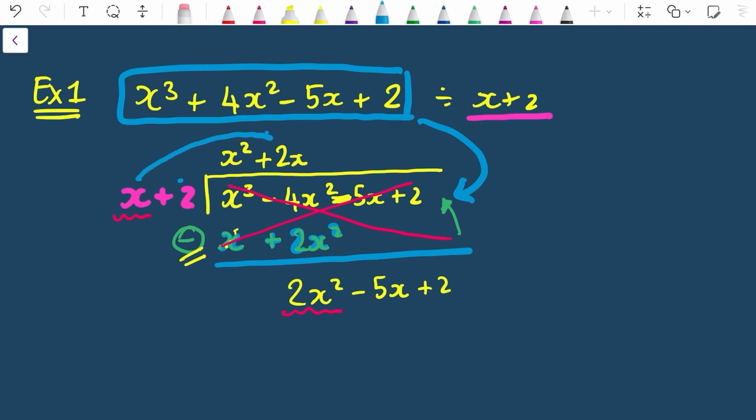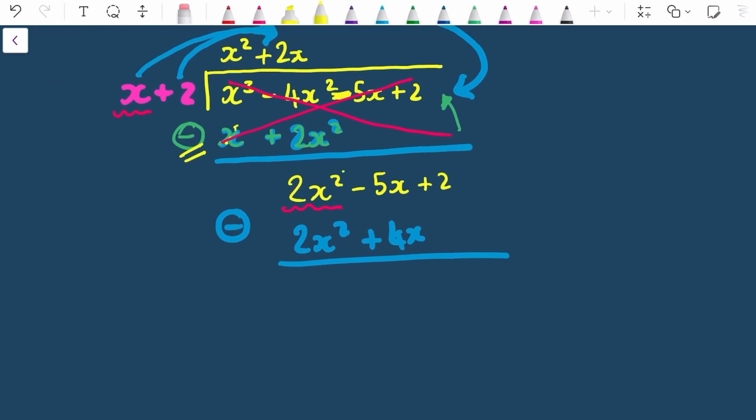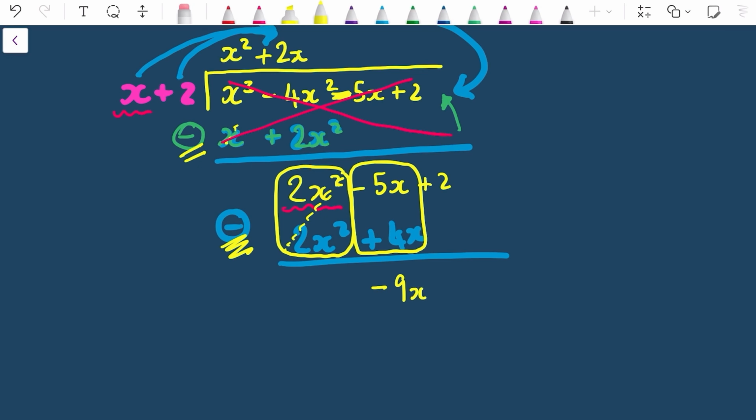So I'm going to multiply x by 2x, and I'll get 2x squared. And then I'll multiply positive 2 by 2x, and I'll get plus 4x. I draw my line, and I'm going to subtract, and then I just repeat the process from before. 2x squared, subtract 2x squared. I'm always looking for this to give me 0. Then I've got negative 5x, subtract 4x, which is negative 9x, and 2 take away 0. I'm still left with 2.